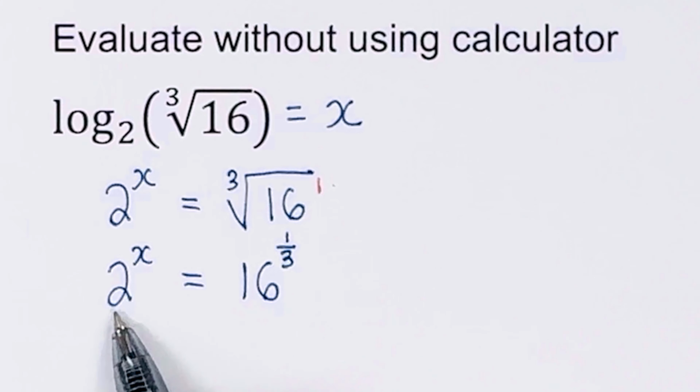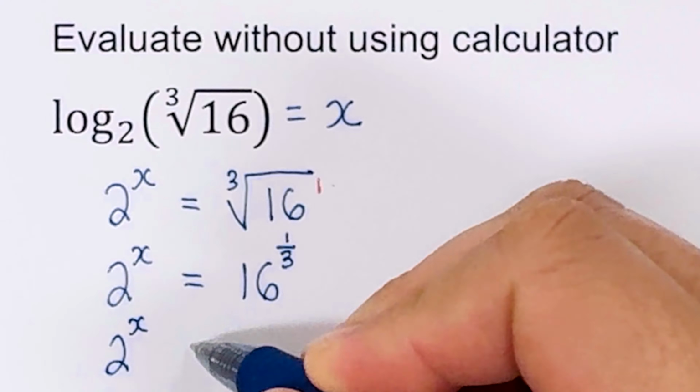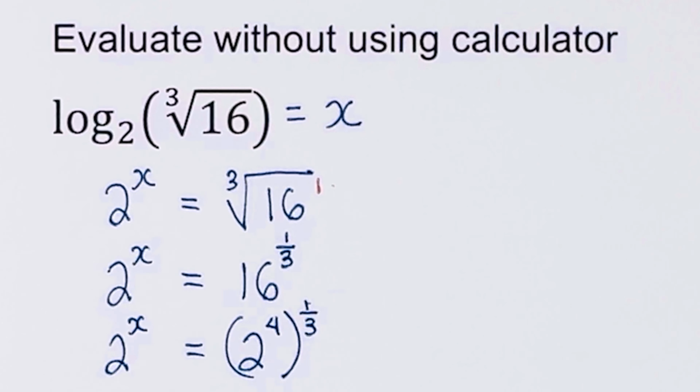Now notice that their bases are not the same, so we need to make sure that their bases are the same. This 16 can be expressed as an exponential form, that is 2 to the power 4. So then we can go ahead and rewrite this as, so what I did was 16 can be written as 2 to the power 4, and then that's raised to the power 1/3. So that we can go ahead and simplify this further.